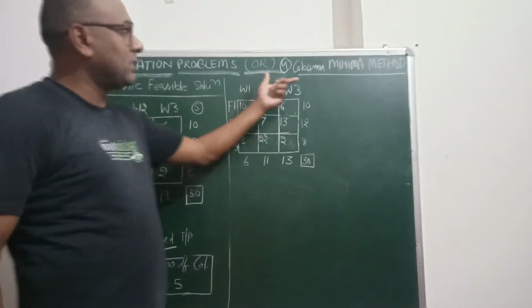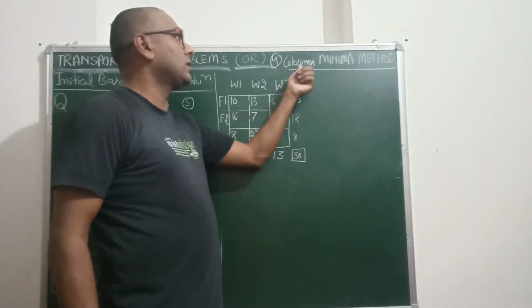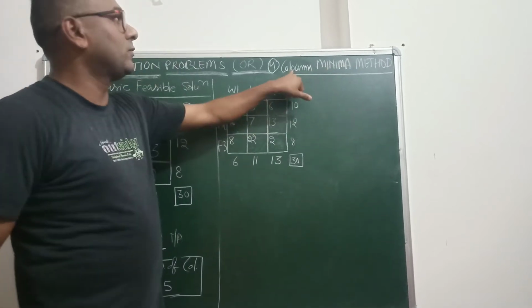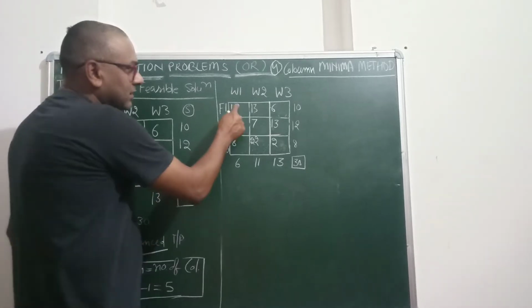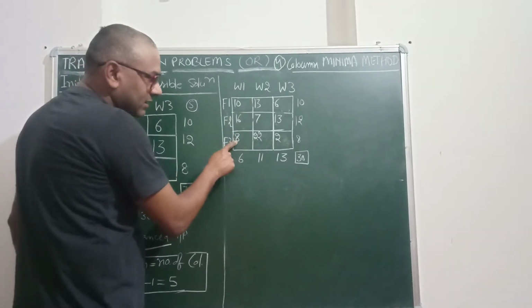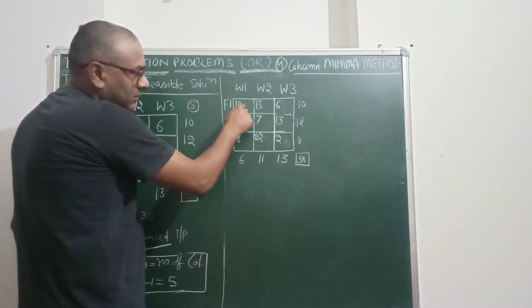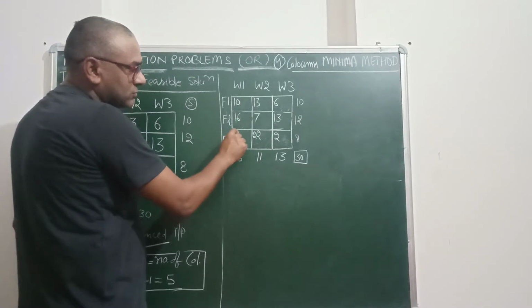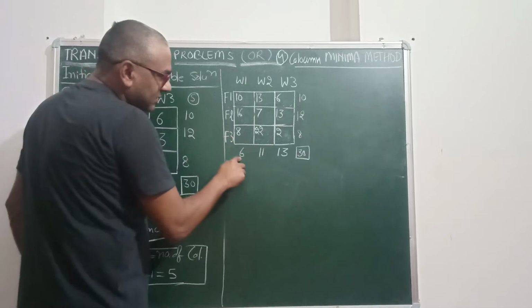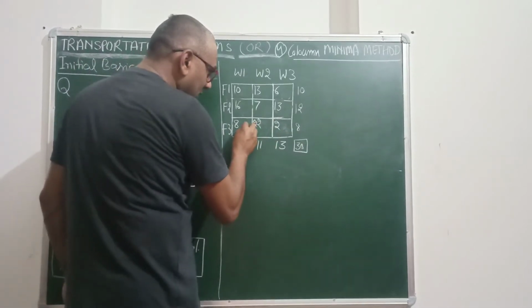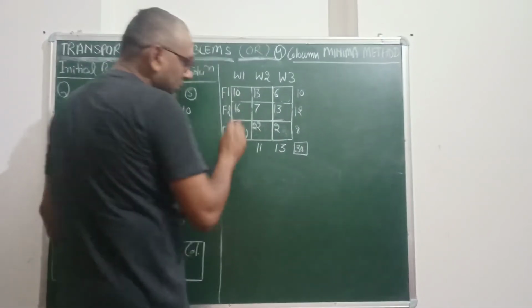Now we have to proceed in a manner similar to the row minima method, but instead we have to select the column first. Okay, so starting from the first column, we have to select the minimum value. The minimum unit cost value is 8. So first of all, we make the allocation here. The warehouse demand is 6 and the supply is 8, so we will make an allocation of 6 units here.